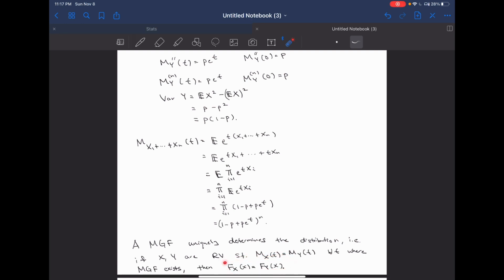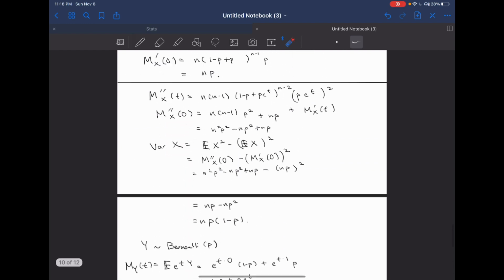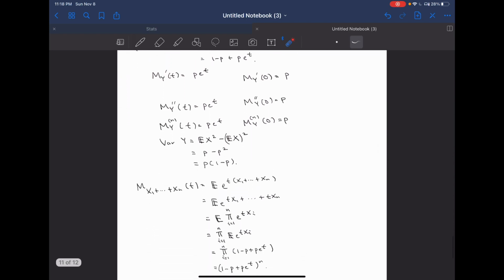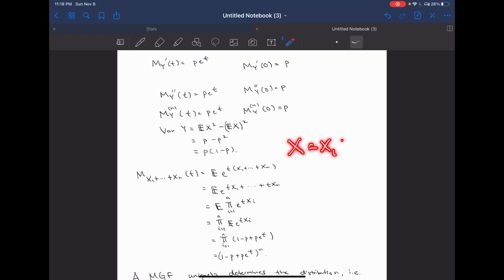So F of X is the distribution function of X, and F of Y is the distribution function of Y, and we need to have the same values. So if the MGFs are the same, then the distribution functions are the same, and you're going to apply this statement over and over again. So since these two MGFs are the same, we can conclude that X equals X1 plus dot dot dot plus Xn. These have the same distribution.